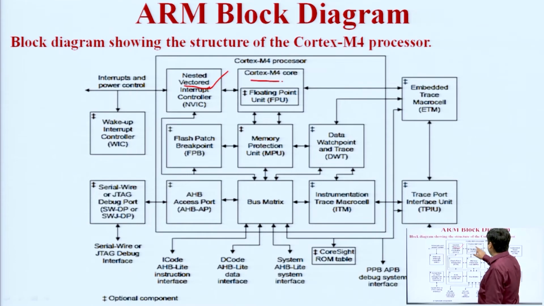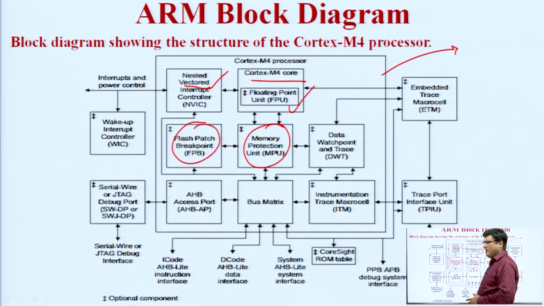The Cortex M4 processor has a floating point unit to execute floating point numbers; it can carry out floating point operations. Then there is the flash patch and breakpoint unit. It also has a memory protection unit, which we can say is like a memory management unit.